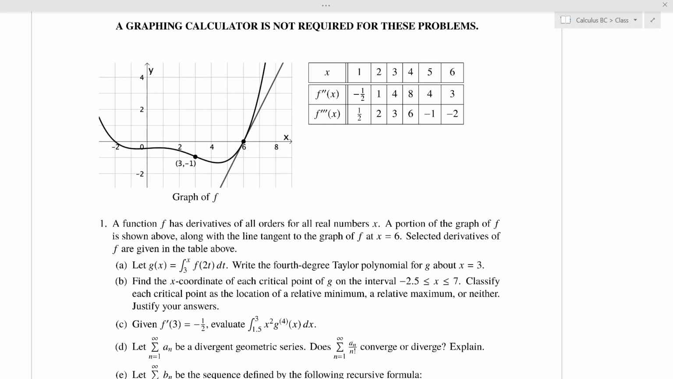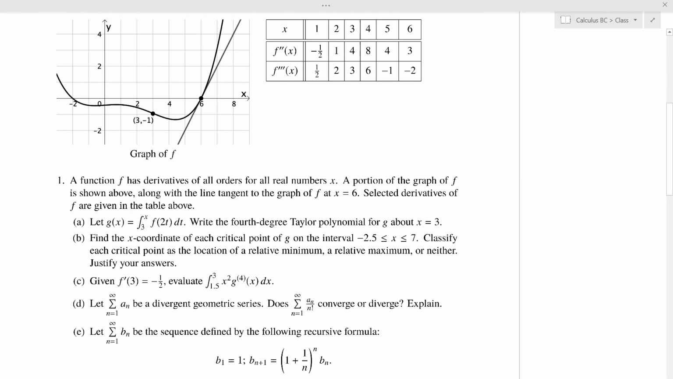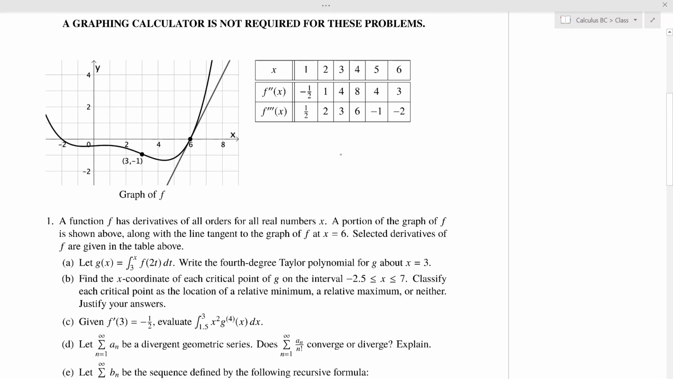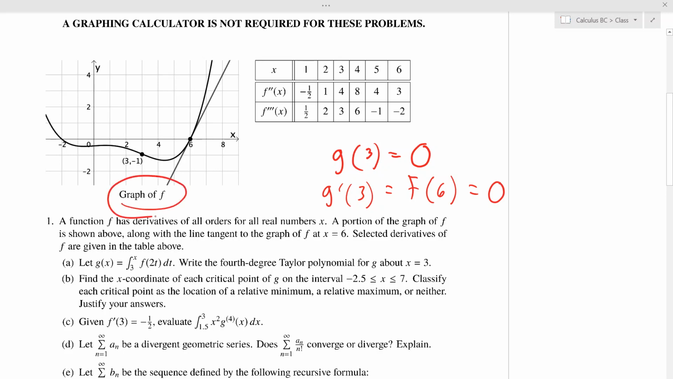All right. So we want the 4th degree Taylor polynomial for g about 3. So that means we need g of 3, remember this? But g of 3 is just the integral from 3 to 3, which automatically is 0. We need g prime of 3, which happens to be f of 2x, which is f of 6, which they happen to tell me is also 0. That's coming from the graph over here, right? This is a graph of f.